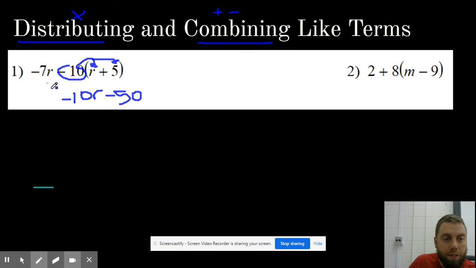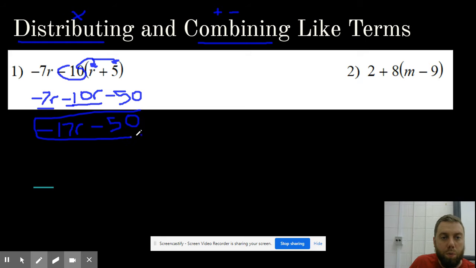Okay. This negative 7r we haven't done anything with, so I'm just going to move that down exactly as I see it. Now that we've distributed, there's no more parentheses. Now we're going to combine like terms. We notice that both of these terms have an r in them, so they are like terms. We add them together, and that gives us negative 17r minus 50. Okay. There's no more like terms, there's no more parentheses. This is as simple as it gets.